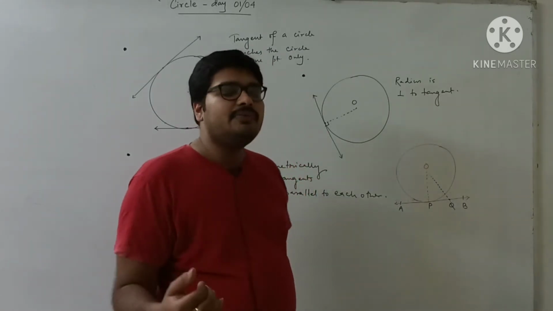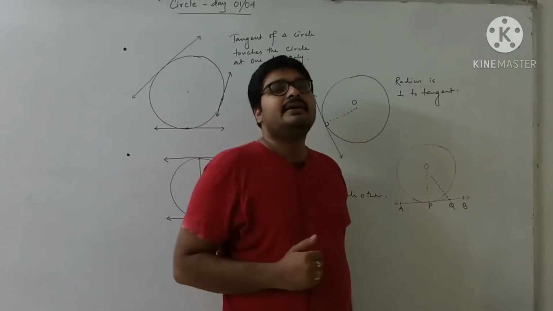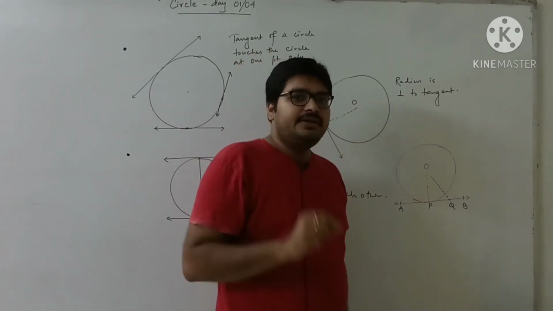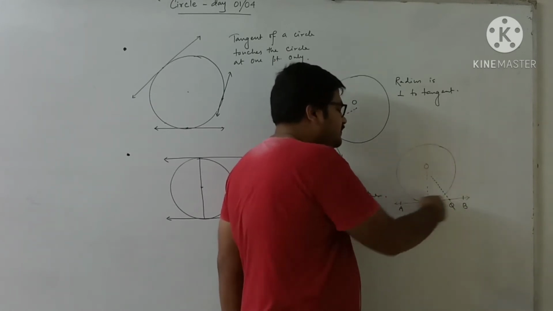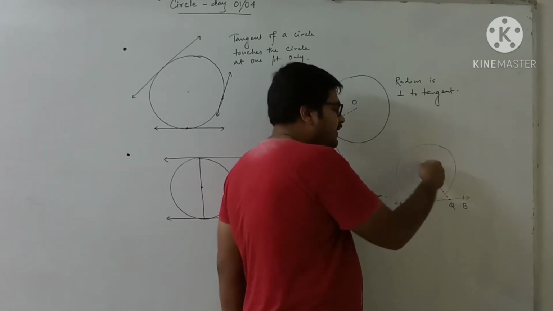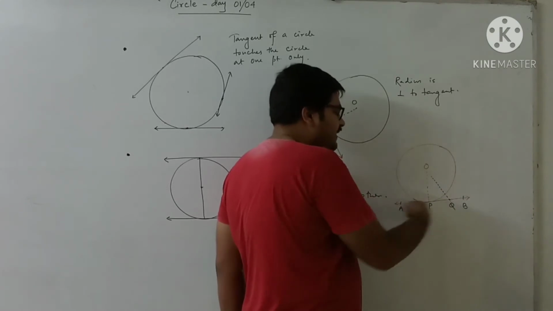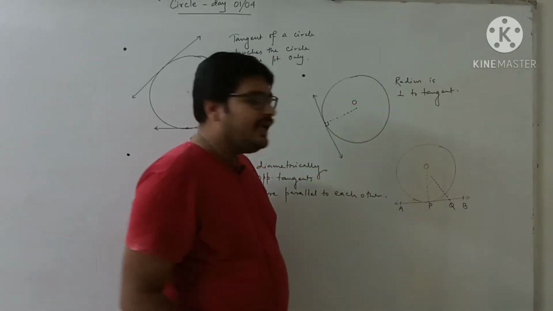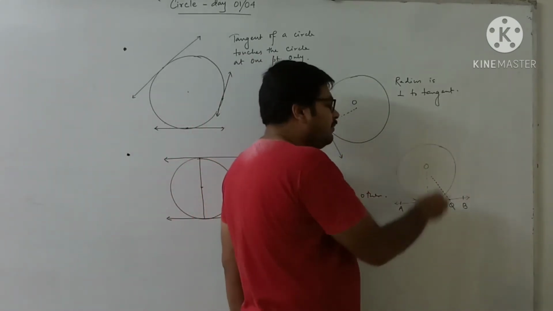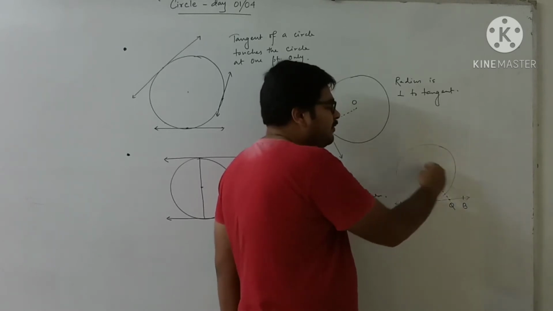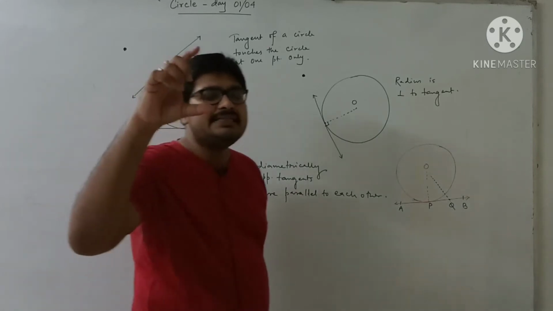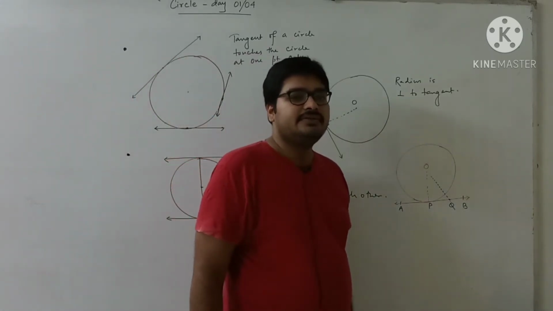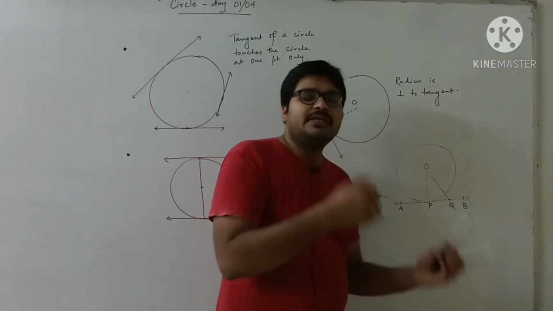Now we have learned one thing in class 9. From a particular point, if I draw so many lines on a particular line, suppose AB is a line and O is an external point, and from that external point O I have drawn so many lines on AB, the shortest distance is the perpendicular. We have learned this in class 9.